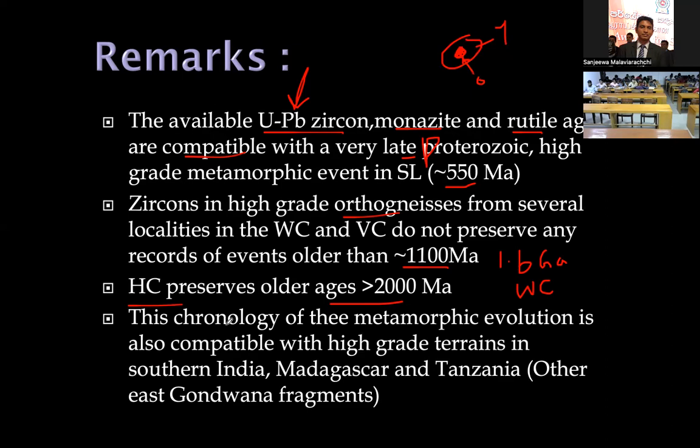And this chronology is very compatible, and we can correlate with the other terranes in Gondwana. In the Gondwana supercontinent, we were part of it during the late Proterozoic times. India, Madagascar, and Tanzania, right? So this metamorphic evolution especially is equivalent with southern India, Madagascar, and Tanzania. Not only that, East Antarctica also, right? East Antarctica. So this indicates all these continents or fragments were together at that time.